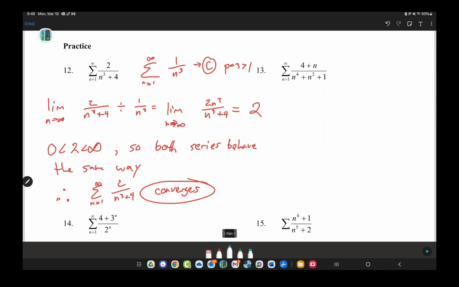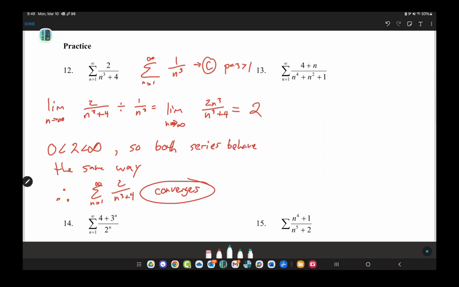What function do we want to compare this to? Now, keep in mind, when we do the whole keep, change, flip, what kind of exponents do I want up top? What exponent do I want on top and the bottom? What would give me a constant? The same. So what can I multiply the numerator by to get the same leading exponent? N to the third, right?